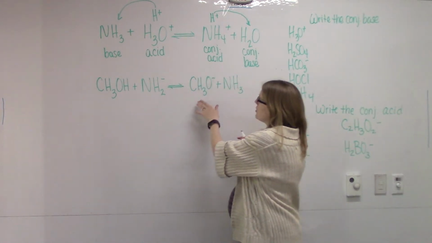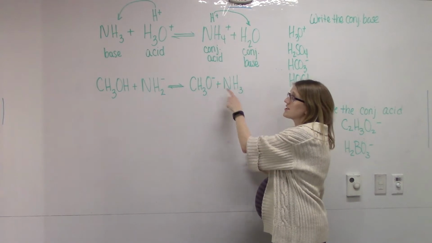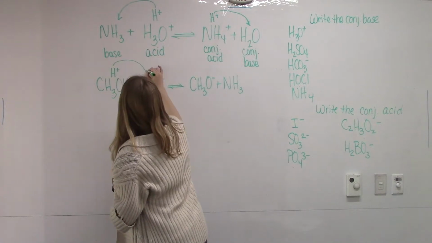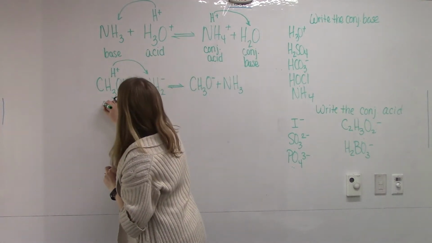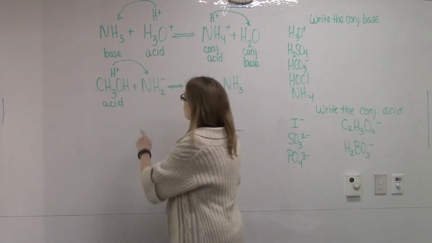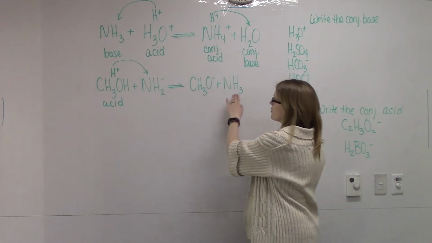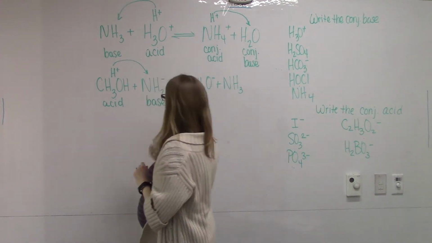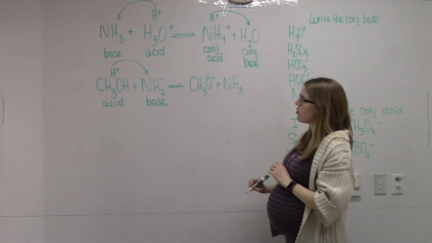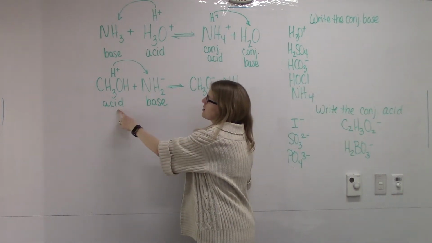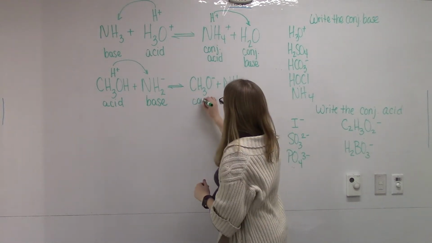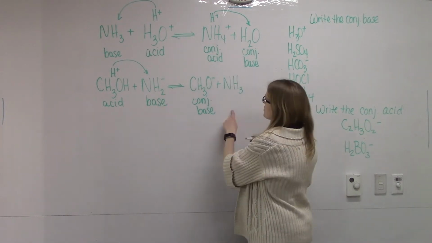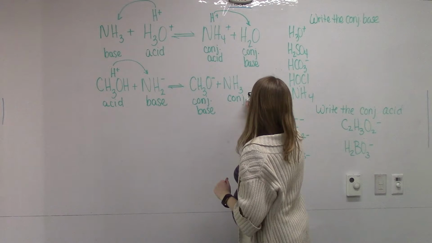CH3OH is turning into CH3O minus. Do you see how it has lost an H+? An H+ has gone from here to here. So this is actually our acid, whereas NH2 minus has turned into NH3. So this is our base. So what's left, CH3OH, our acid, turns into a conjugate base. And our base turns into our conjugate acid.